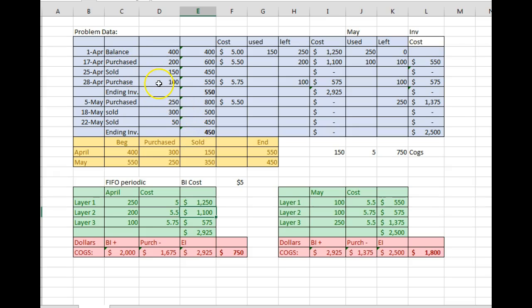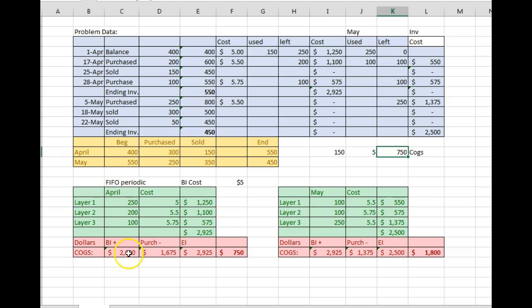And they purchased one more set, 100. That's your third layer, 100 at $5.75, which is $575. If we add that up, we find the ending inventory is $2,950. All right. So now you can calculate the cost of goods sold.